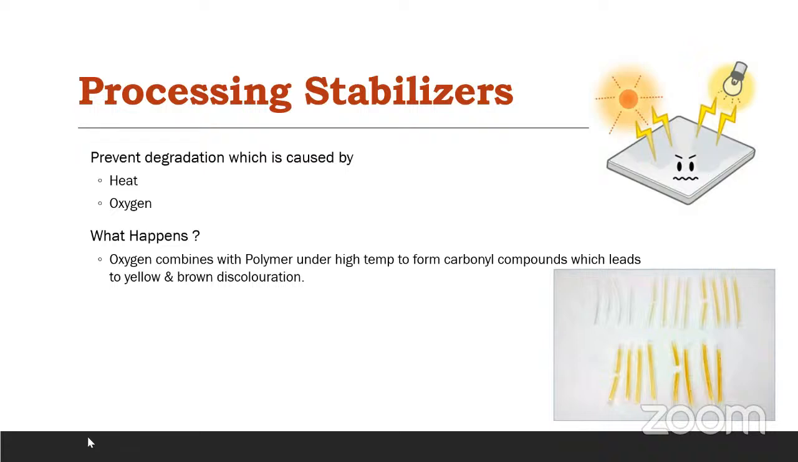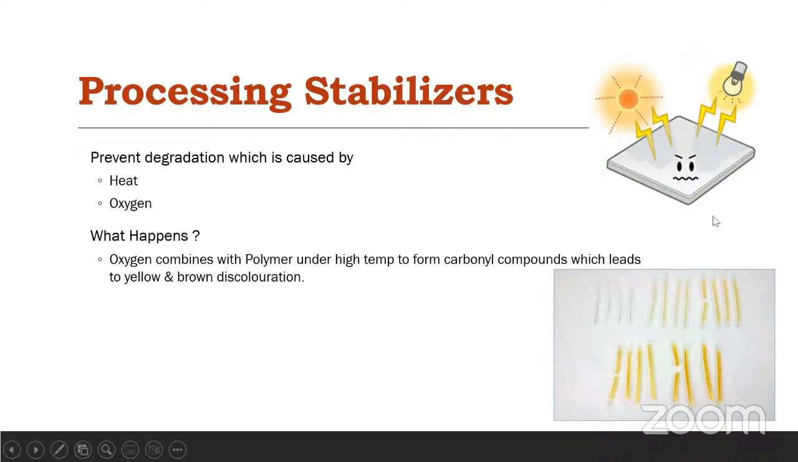Okay, now talking about the processing stabilizers. Processing stabilizers prevent polymers from degrading due to heat and oxygen. How can they protect? They stop the oxidation process. Due to the presence of oxygen along with heat, your polymer undergoes an oxidation process, and this oxidation process leads to discoloration and brittleness of a product.